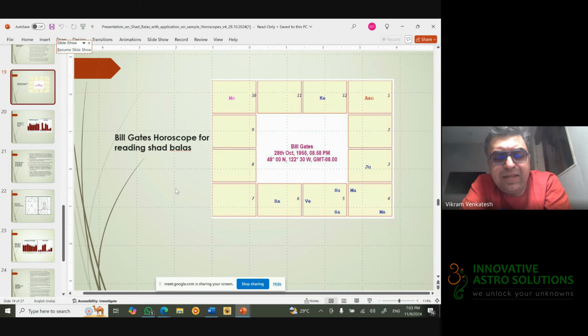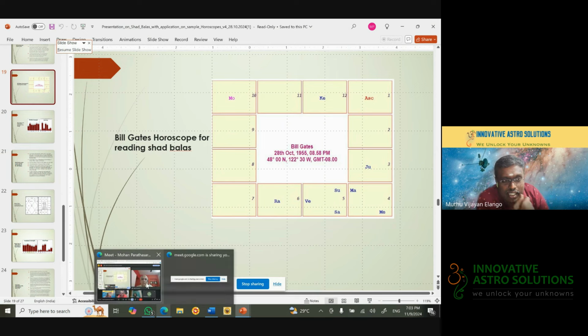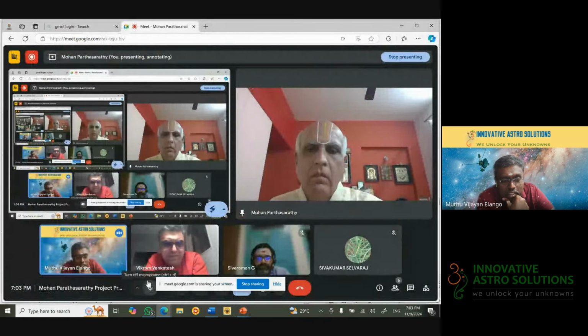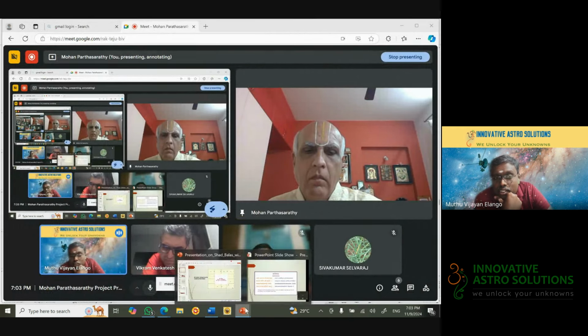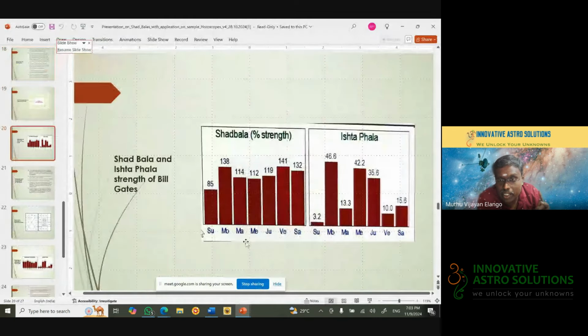So we can summarize by saying that Shadbala analysis will help us to know which dasa bhukti will be favorable, Shadbala combined with Ishtabala. Because in the slide, if you go to one of the earlier slides, he clearly mentioned that even B.V. Raman says the Ishtabala factor is to be considered to see how much positive results it can give during its dasha and bhukti.